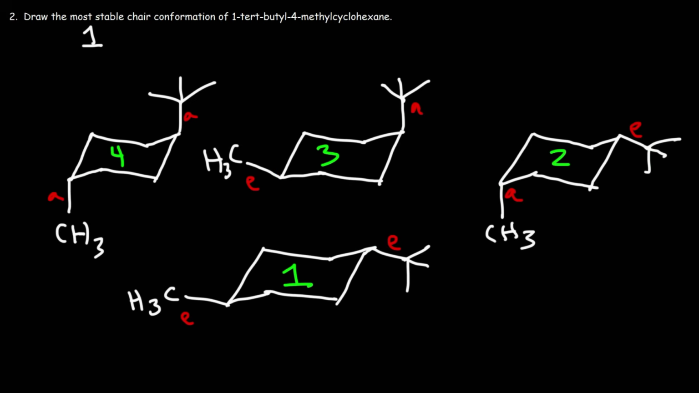So the answer that we're looking for in this problem, we just want to draw the most stable chair conformation, and it's this one. It's the one where we put the bulkiest groups in the equatorial position.